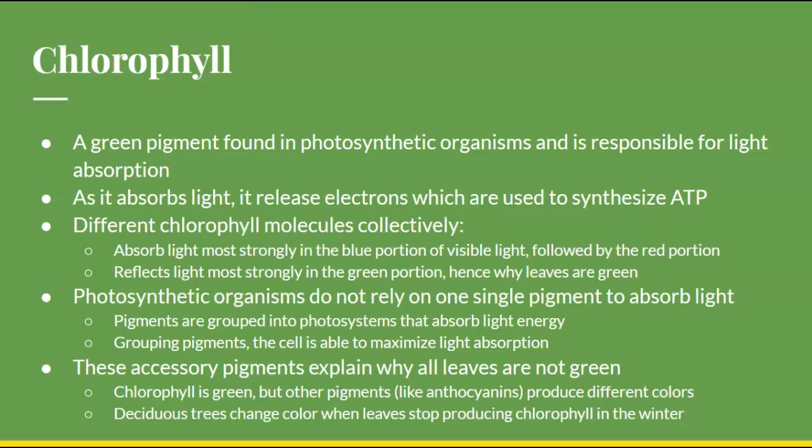And these accessory pigments also help explain why all leaves are not green, right? Chlorophyll is green, but there are other pigments like anthocyanins, which are different colors. There are pigments that are yellow, that are red, that are different shades of green, that are orange, right? It's just they produce different colors. And deciduous trees change color when leaves stop producing chlorophyll in the winter.